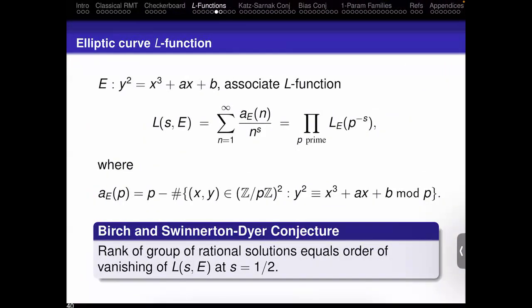And we can use this to build an L function. And one of the big conjectures is that if you look at the order of vanishing of this L function at s equals 1/2, then that equals the rank of the group of rational solutions to the elliptic curve.